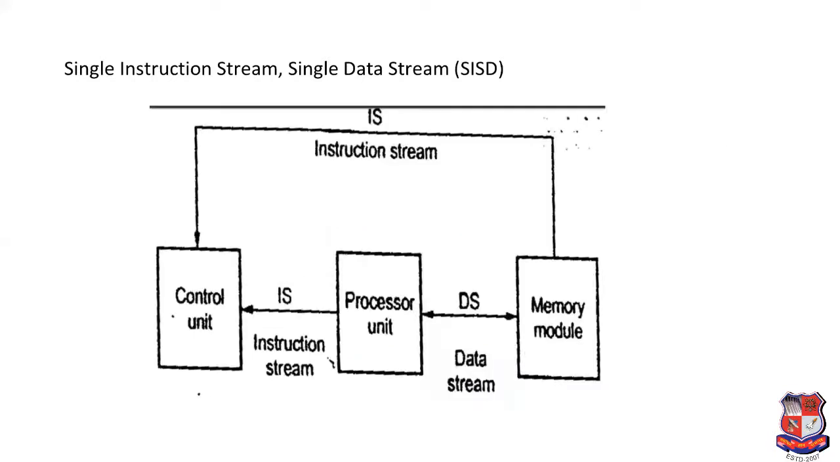Here the real architecture of SISD is that there is only one processor unit, only one control unit, and only one memory unit. That's why it is known as a single instruction stream and single data stream. Here only one path is available, so that's why the name is single instruction stream and single data stream.